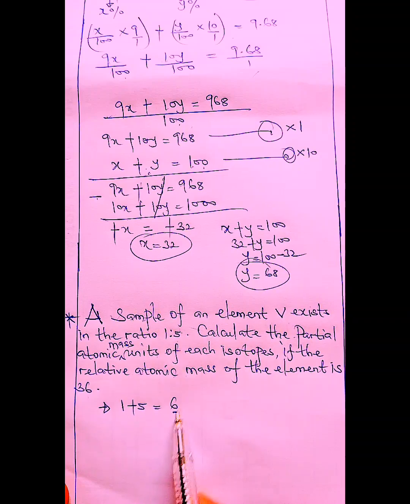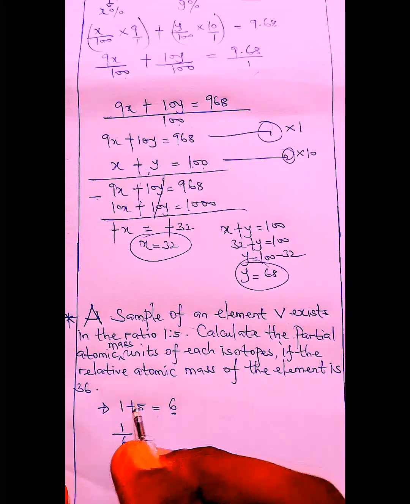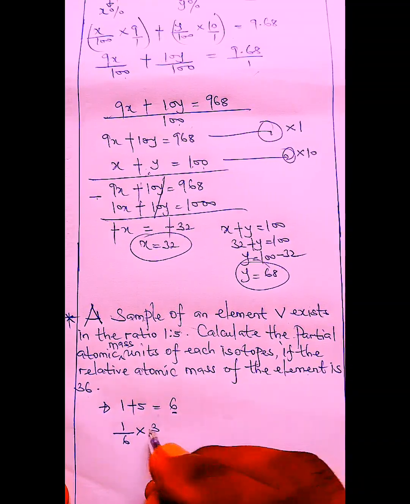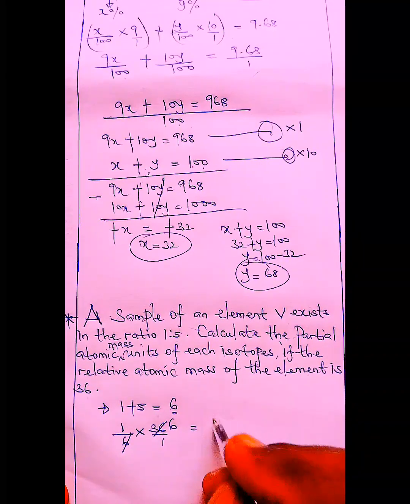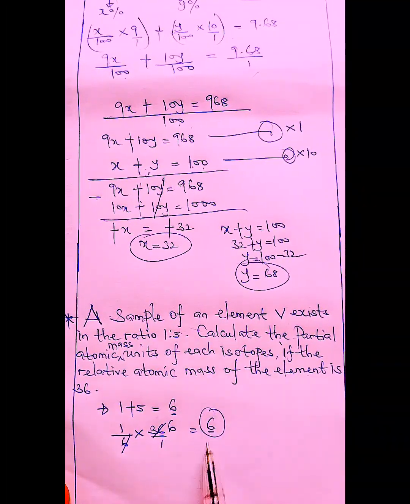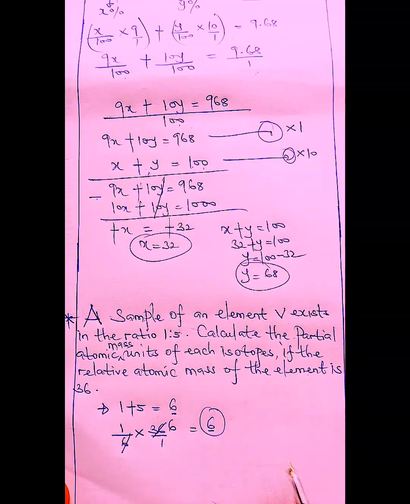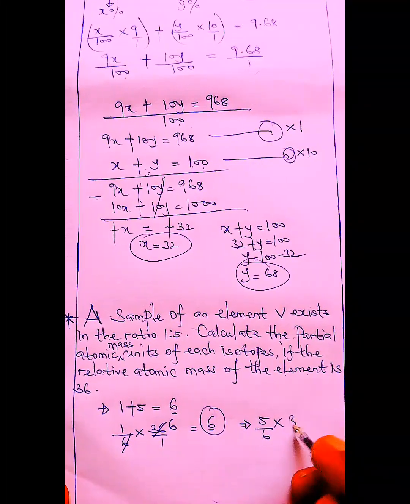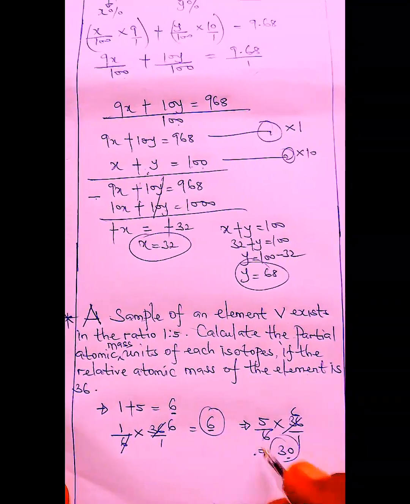So 1 plus 5 is 6. So what's it going to be? That'll be 1 over 6. Since the total atomic mass is 36, 1 over 6 times 36 over 1. 6 here 1, 6 here 6. So the very first partial atomic mass, for the very first isotope is 6. The next is going to be 5 over 6 times 36 over 1. 6 here 1, 6 here 6. 6 times 5 is 30.